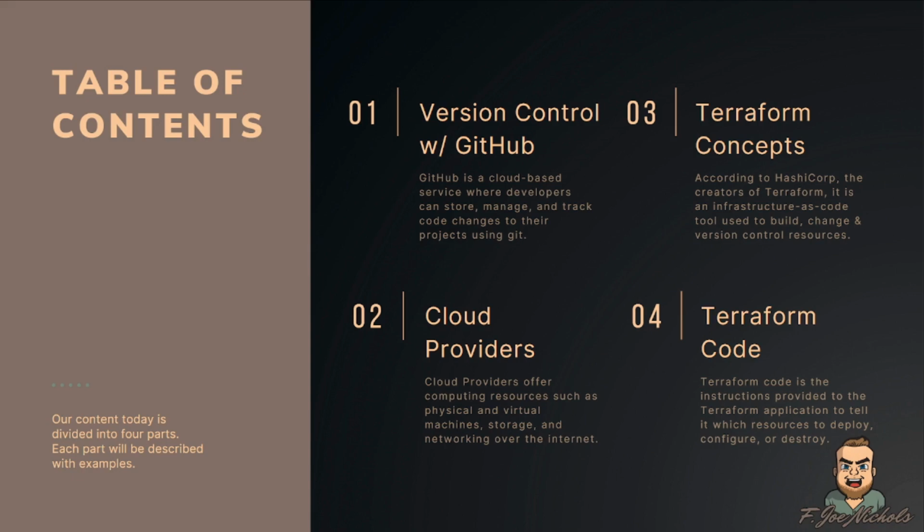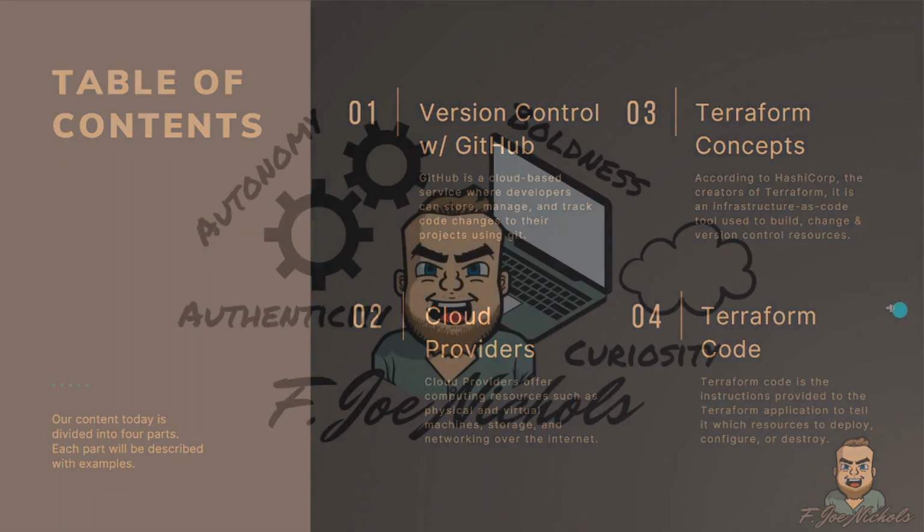Next, we will finally start talking about Terraform. Terraform is an infrastructure as code tool used to build, change, and version control resources. Terraform works with both cloud and local resources. We will be using the concepts covered here to order the virtual machine. The last topic we will cover is Terraform code. Here we will go over the code I use to deploy a virtual server on Vultr's public cloud, and then we will use the Terraform code to deploy a server.